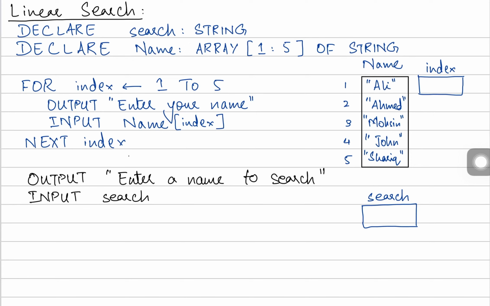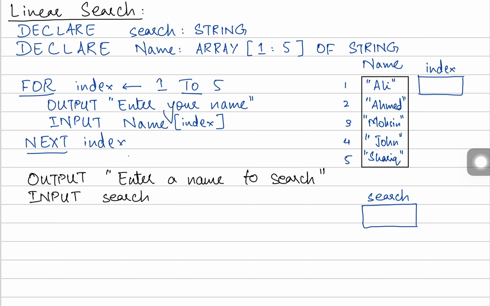Let's learn linear search today. In the previous class, I taught you how to populate a 1D array. As you can see, I declared an array of name that has 5 indexes, 5 elements of data type string. Then I used a count control loop. When you see this for loop, for to next, it's a count control loop, meaning we know how many times it's going to run.